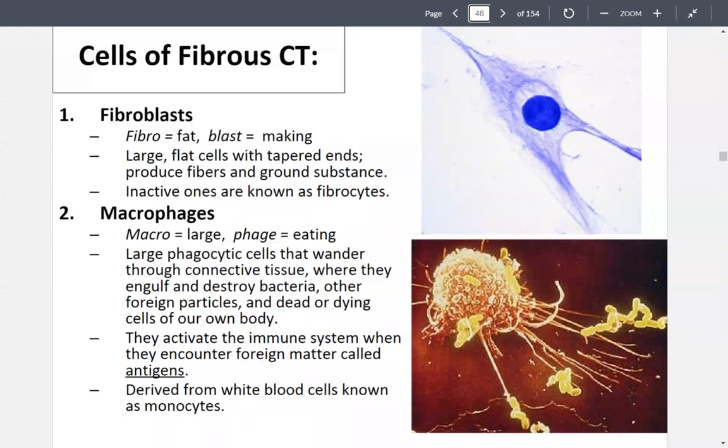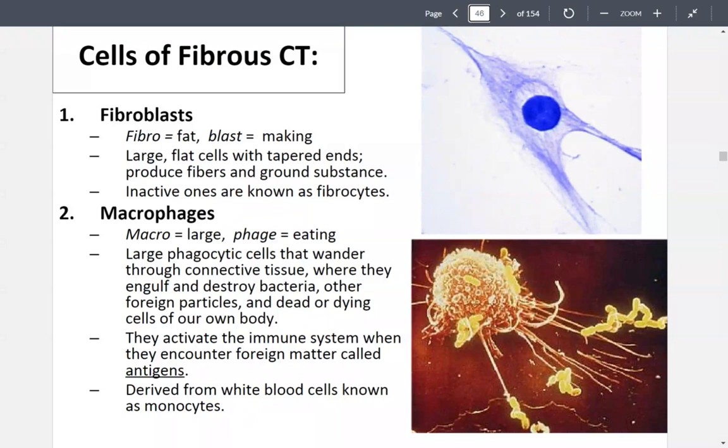So these are the ones that are creating the compounds found within this matrix. If they're inactive, so they're not actively making ground substance or fibers, they're going to be referred to as fibrocytes. Truthfully, we don't talk about fibrocytes that much because they're inactive. They're not doing anything. They're hanging out. So fibroblasts is the term that you really want to make sure you know.